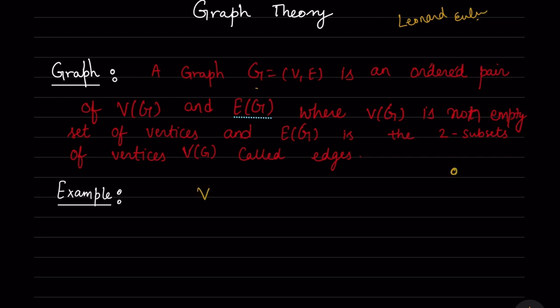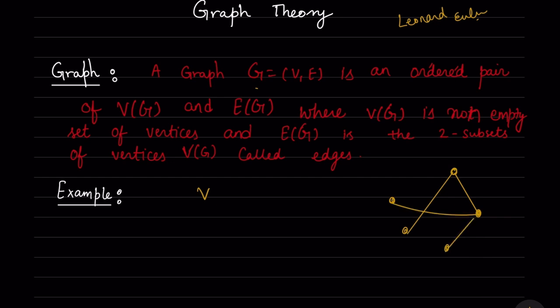Let us suppose that we have a graph. These are the discrete structure, these are the discrete points, and we want to join these points by an edge. So this is called a graph.